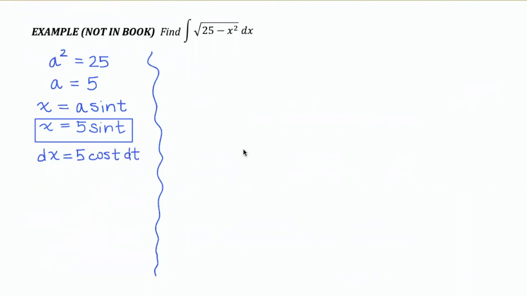Once I have that done, I'm ready to go over here to my integral and make that substitution. So I will have the integral. Underneath the square root sign, I keep the 25 minus, I replace the x squared with 5 sine of t, which will need to get squared. And I'm supposed to have my dx at the end, and my dx is 5 cosine of t dt.